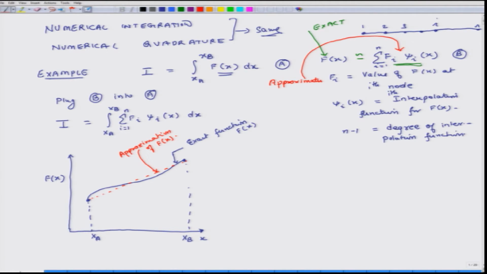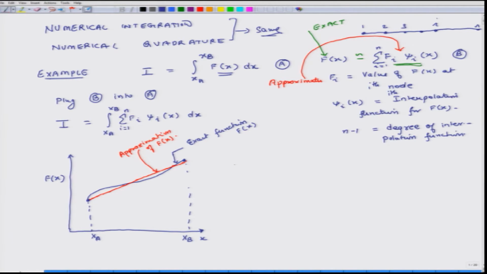So, if the exact value of this integral is all the area below the blue curve, the approximate value of the integral is all the area below the red curve, which is a straight line. So, the approximate area is all the area below the red line, and the exact area is all the area below the blue line or purple line. Now, here I have assumed that the variation is linear.